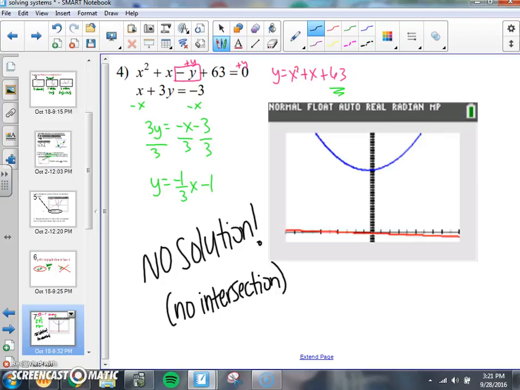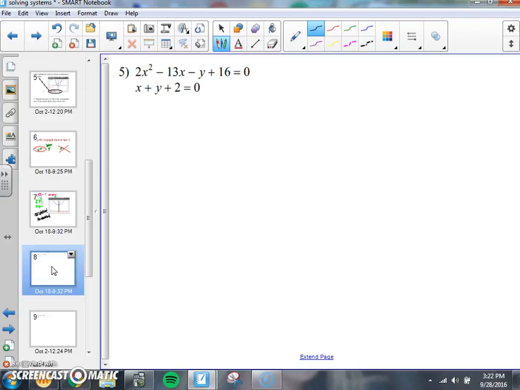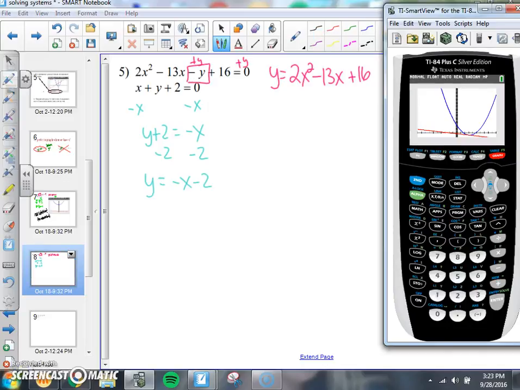Okay, let's try another one. Here we go. I have my parabola and my line. Go ahead and pause the video, and I want you to get each of those y's isolated and typed into your calculator and graph it. All right, so here we go. I have my y's isolated. When I graph, you see what it looks like on my calculator.